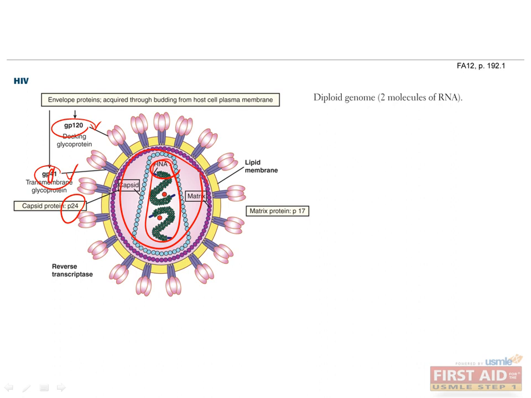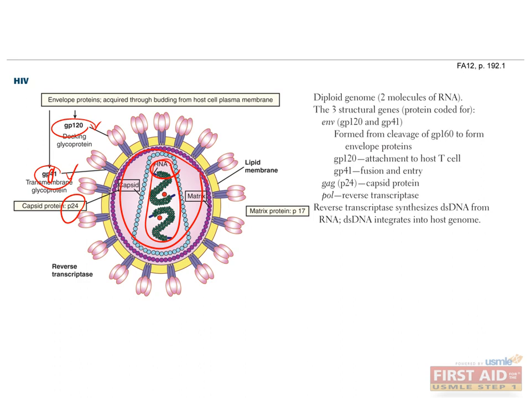The HIV genome is very complex and has 3 important genes coding for structural proteins. The ENV gene encodes for GP120 and GP41. The GAG gene codes for the P24 capsid protein, and the POL gene codes for the reverse transcriptase, which will go on to synthesize double-stranded DNA from RNA.